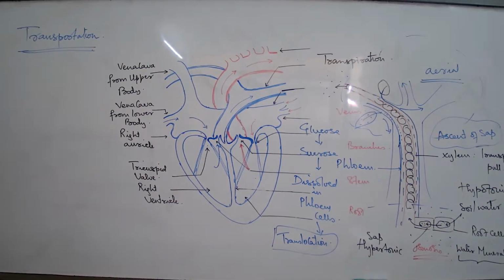It is distributed in all directions to different parts of the plant. Last point: the prominent cells involved in this distribution are sieve tubes and companion cells. This process is known as translocation.